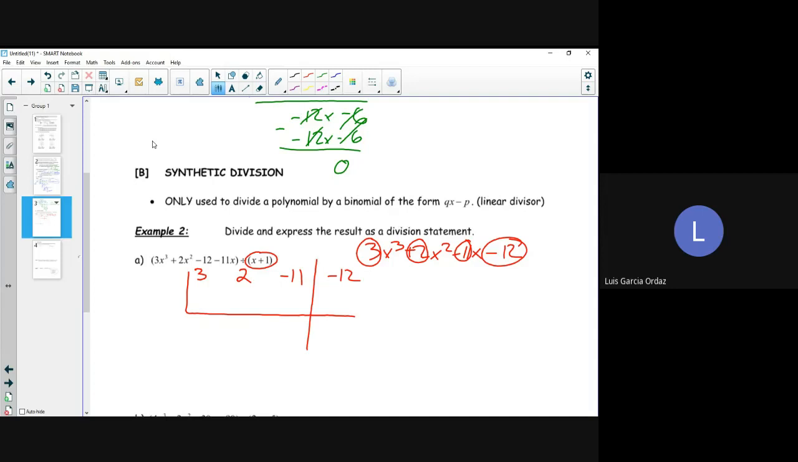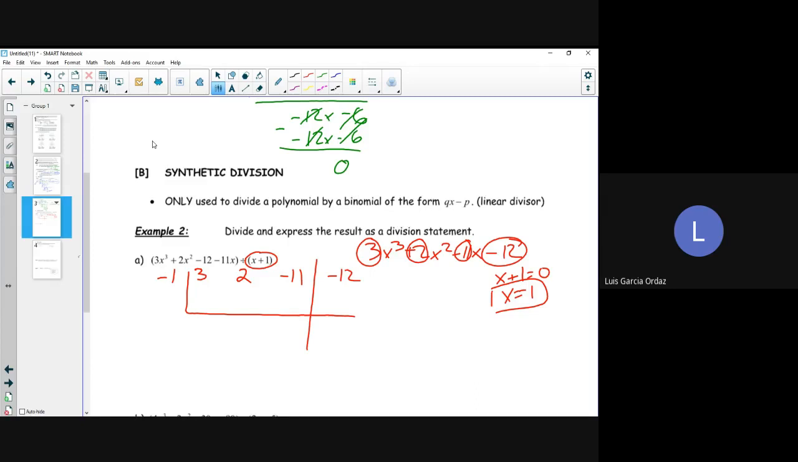Isolate for x, what is our factor? Negative 1. Basically the factor is whatever's in the bracket, you isolate for x. For example, we have x plus 1, because what a factor means is essentially an x-intercept on the graph. So x plus 1 is equal to 0, because that's when the graph is 0. Move the 1 over, we get negative 1. And that would be our factor.